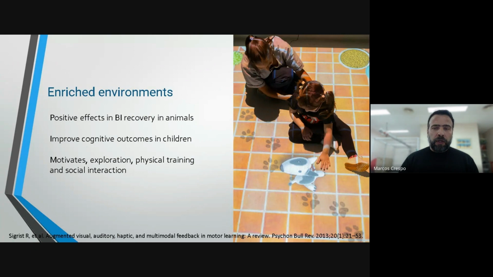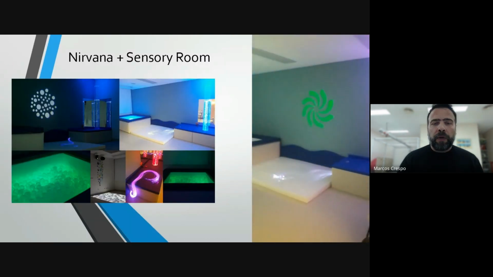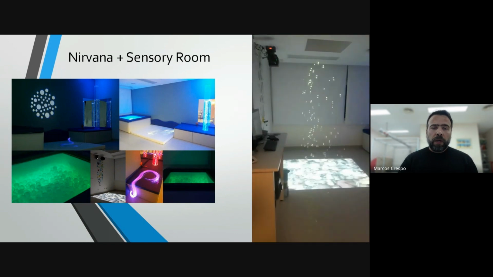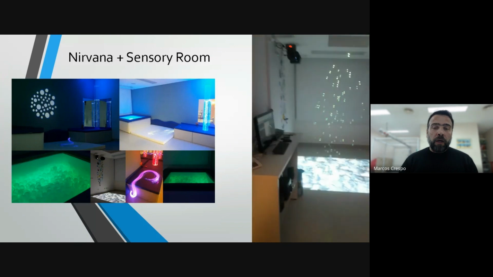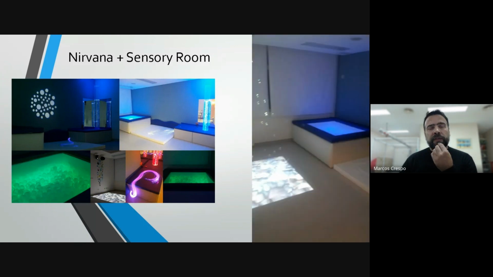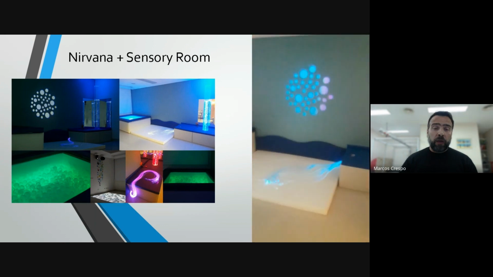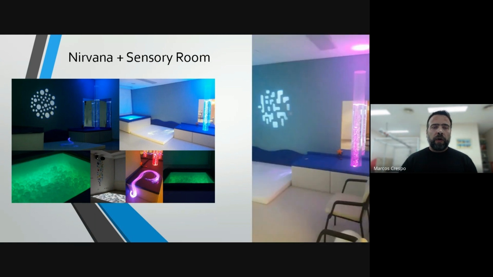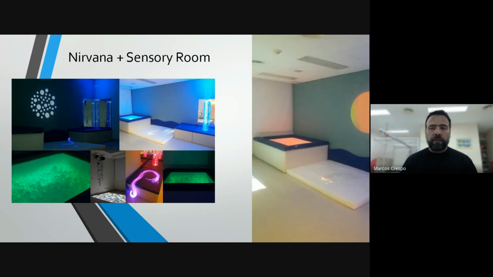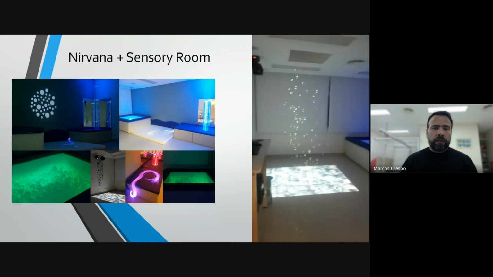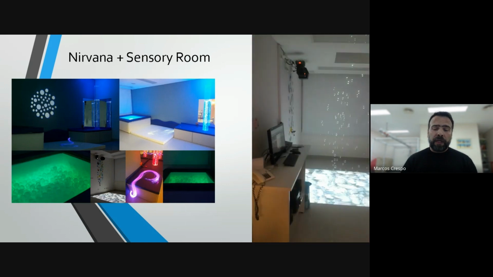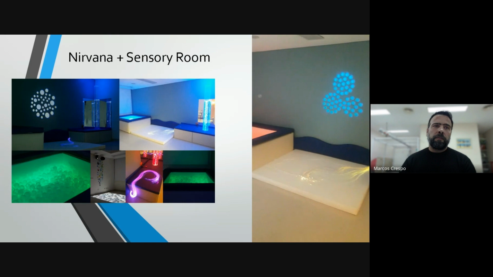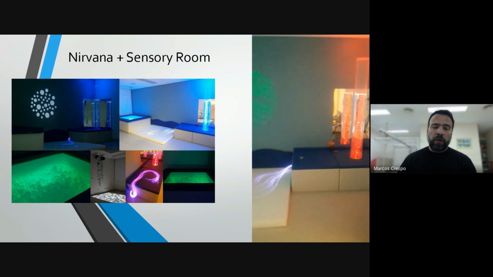So the first version of Nirvana that we have, we decided to install the system in a sensory room. In this way, we create a lot of stimulus tools to interact with the patients, including the Nirvana system, that help us with a lot of tasks working in rehabilitation. We generally use this sensory room with the more severe patients, but also in the rehabilitation programs in post-surgery and in the motor programs.